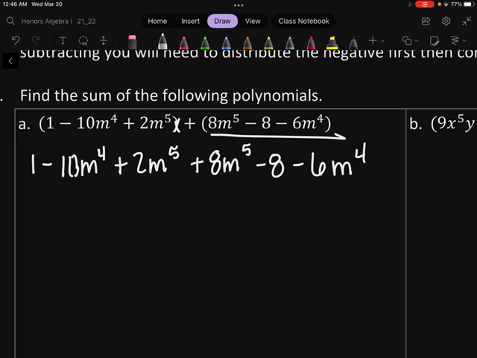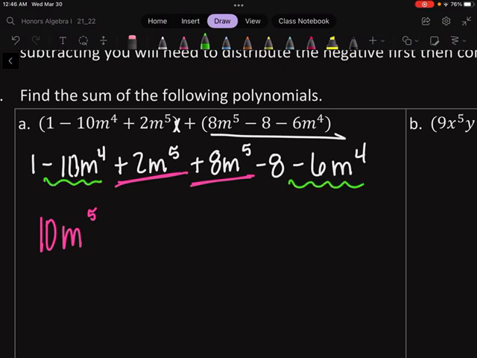And now I need to find my highest degree. And are there any like terms for that highest degree? So it looks like I have degrees of 0, 4, and 5. So it looks like 5 is my highest. So I have 2m to the 5th plus 8m to the 5th. That's 10m to the 5th. And then I have m to the 4th power.